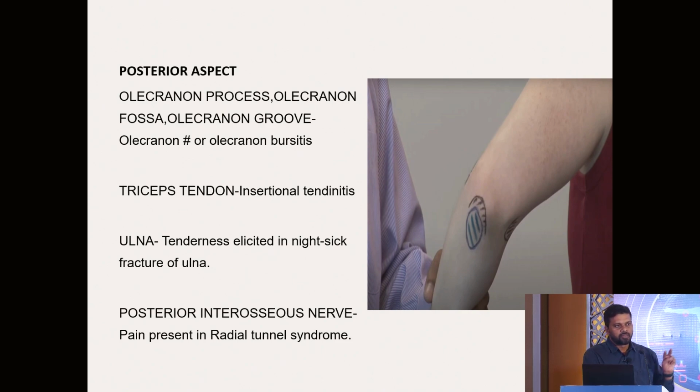There are two different terms. One is radial tunnel syndrome and the other is PIN, posterior interosseous nerve entrapment. Some people actually use these terms as the same. Some say radial tunnel syndrome has more sensory symptoms, and PIN has more motor symptoms.